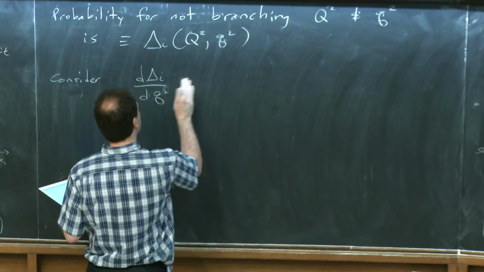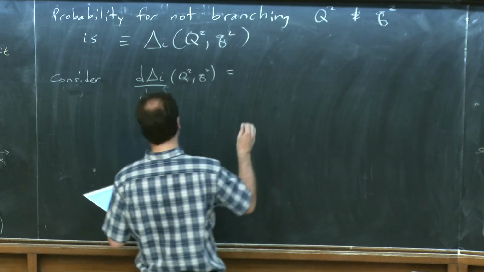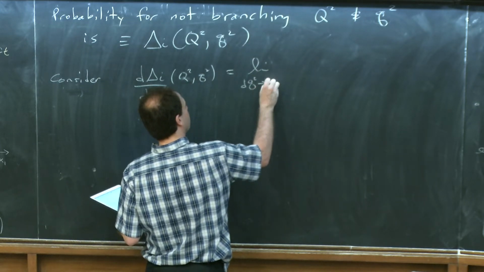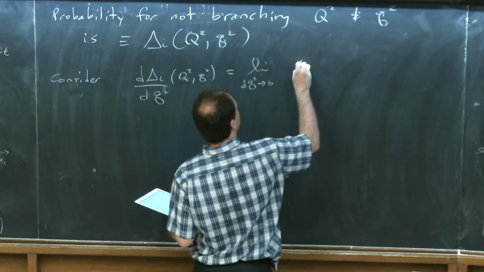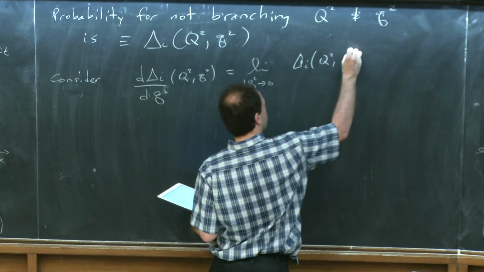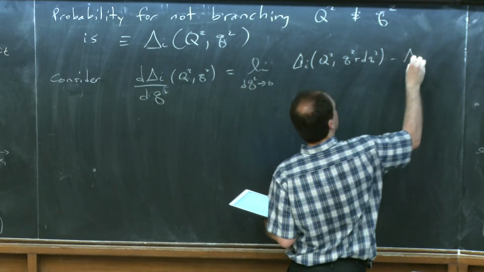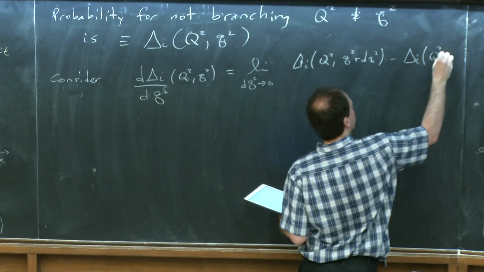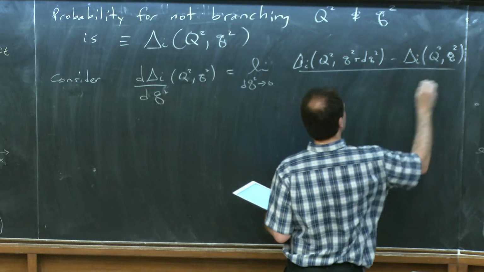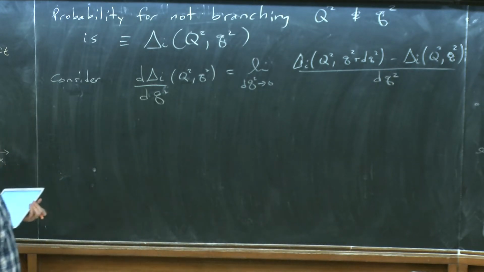Well, the derivative, if I think of it as just a finite difference, this is the limit as dq squared goes to 0 of my delta evaluated with capital Q squared and little q squared plus dq squared, minus delta of capital Q squared, little q squared, divided by dq squared. So it's just a difference of deltas.